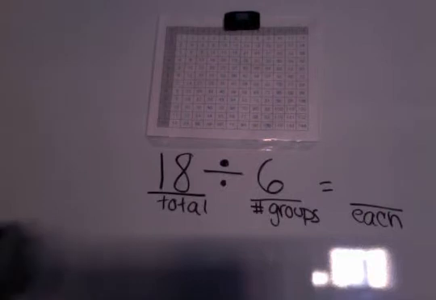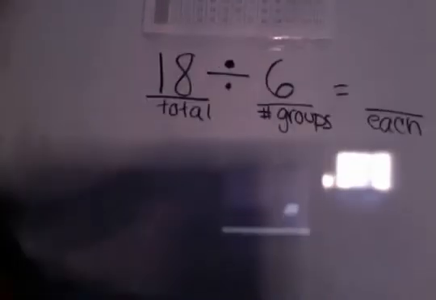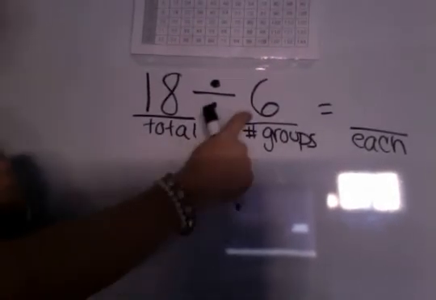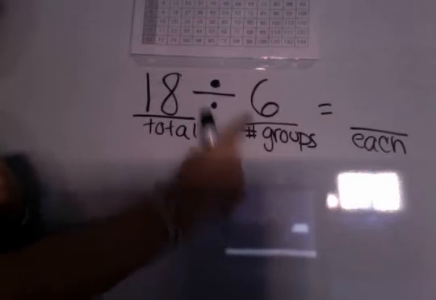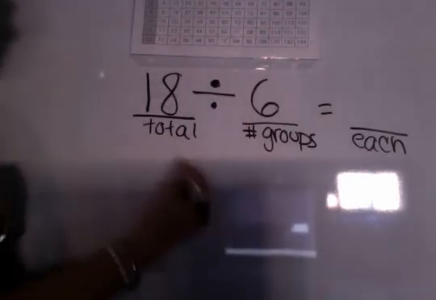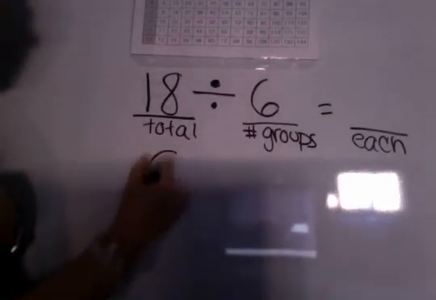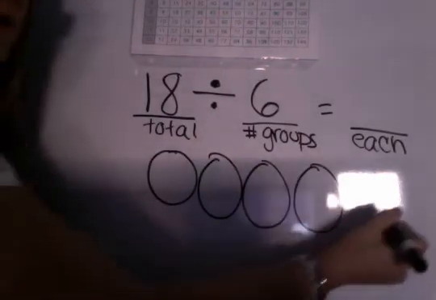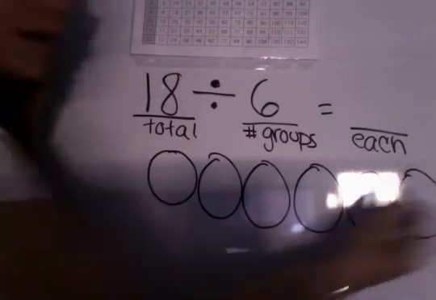Okay? So now I want us to think about what a model of this would look like. We're going to draw out what it should look like. We know that this number here means our number of groups. So we're going to make 6 groups. So draw 6 groups underneath. 1, 2, 3, 4, 5, and 6.